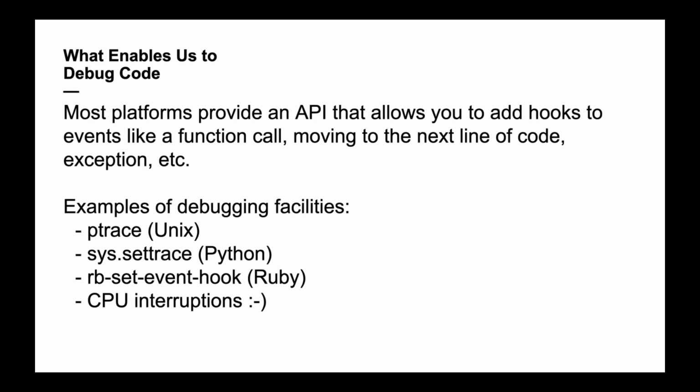Though debugging may look like magic, it actually comes as a platform API. This API allows you to add hooks to events like a function call, moving to the next line of your code, raising an exception, and so on. By platform here, we understand some environment that runs your code, for example, an operating system running CPU instructions, the JVM running bytecode, or the Python VM running Python bytecode. Example debugging facilities from different platforms are on the slide. You can Google them if you are interested.